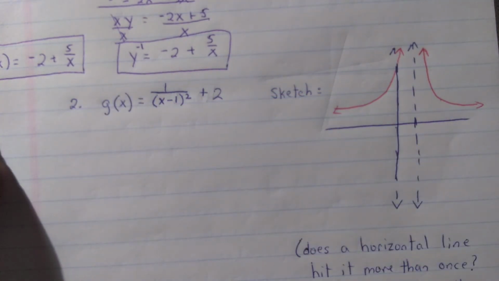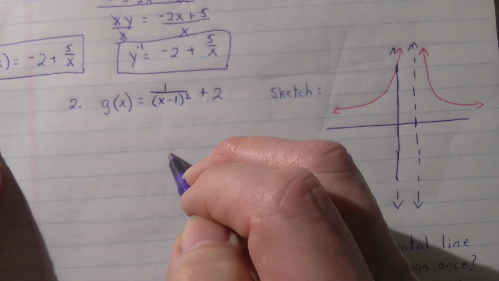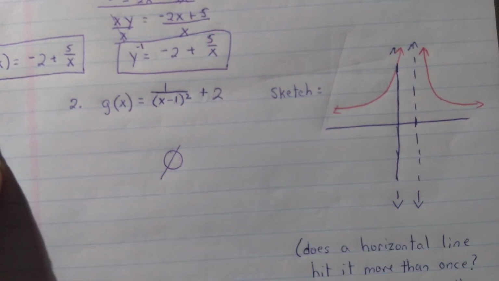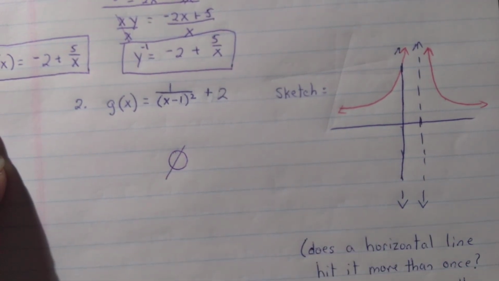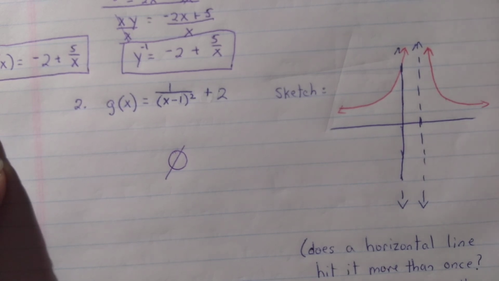So, since this does not pass the horizontal line test, it hits it twice. Stop. There is no inverse function. You are finished. That's why it's so important to sketch them. Otherwise, you're going to be doing a whole lot of work for absolutely no reason.